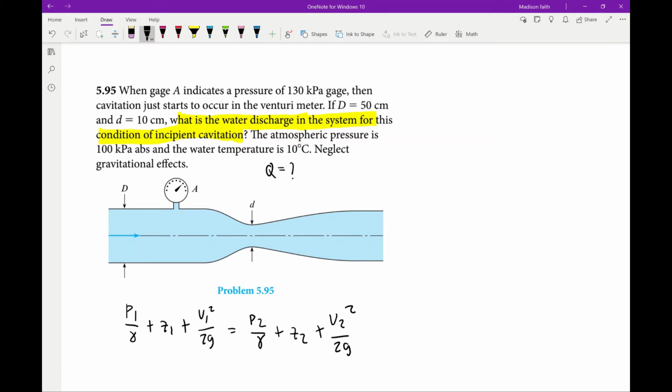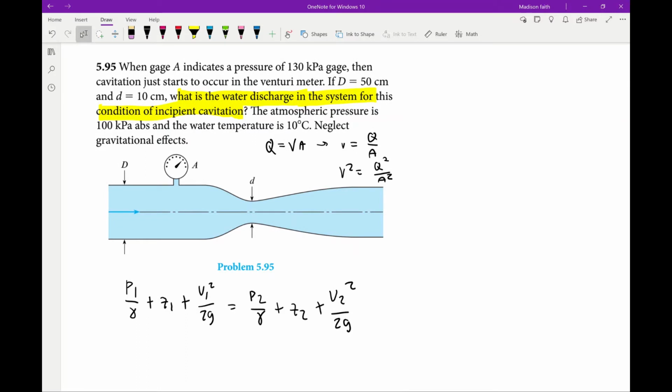So we know Q equals VA. So let me write that. Q equals VA. Therefore, V equals Q over A. And we know V squared just equals Q squared over A squared. Okay, so it's important to note that the water discharge in the system is the same throughout the whole tube. That's because of the continuity equation and the conservation of mass.